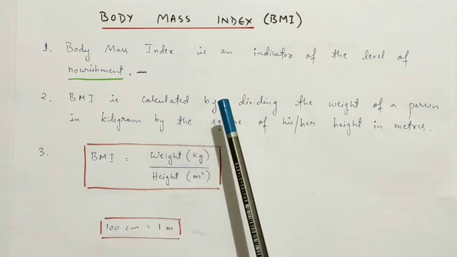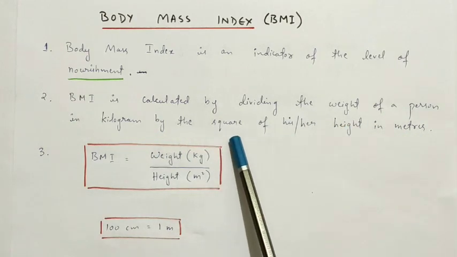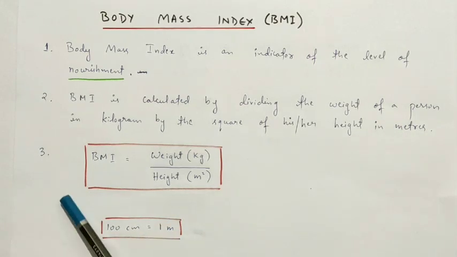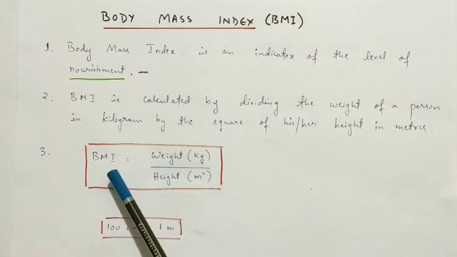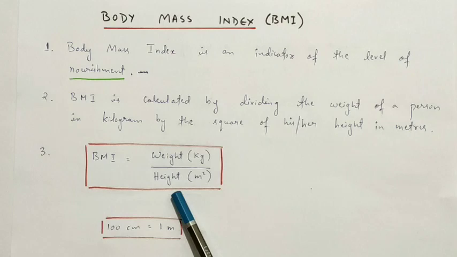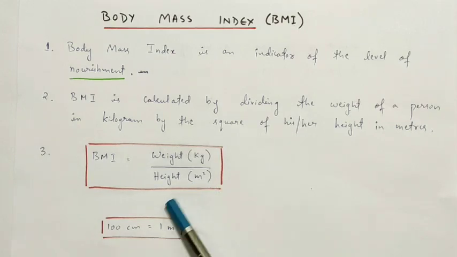BMI is calculated by dividing the weight of a person in kilogram by the square of his or her height in meter. This is the formula to calculate BMI. That is, BMI equals weight in kg divided by height in meter square. And if you measure your height in centimeter, convert it into meter; 100 centimeter is equal to 1 meter.